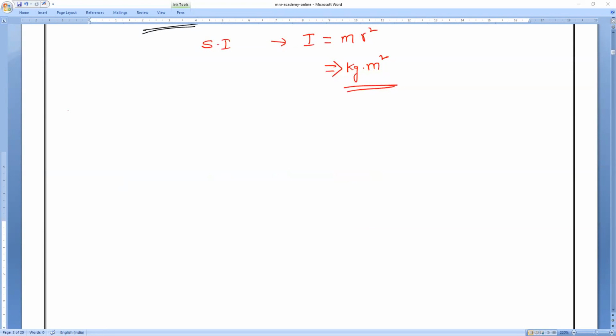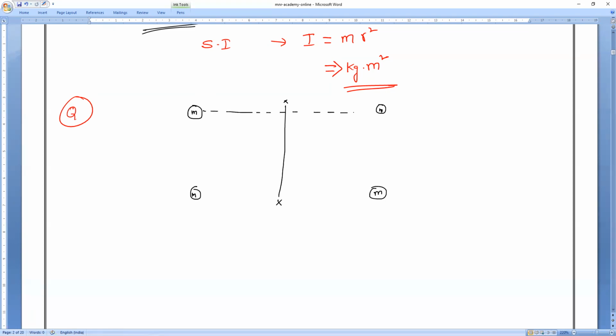Question number one. This is all introduction only. From tomorrow onwards, you will experience the difficulty of these concepts, but everything is very important. Let me take an axis of rotation X. Totally four bodies are there at equal distance from the axis of rotation, each having mass M. All the bodies are equal, and they are revolving around this axis of rotation.